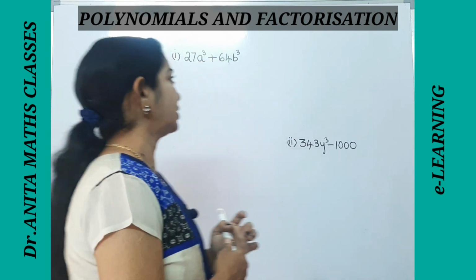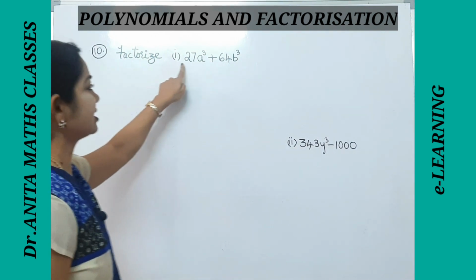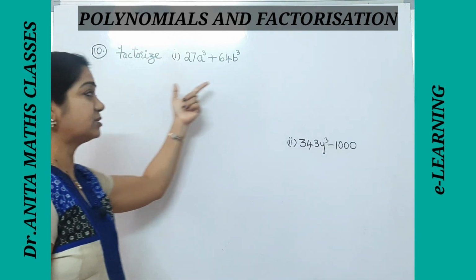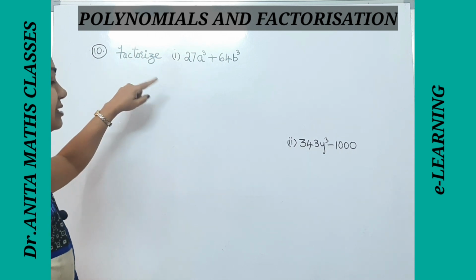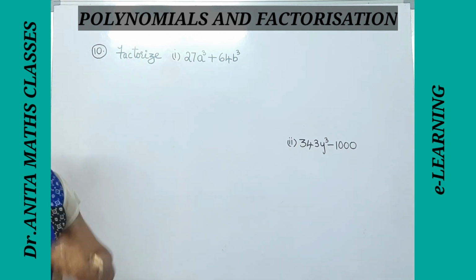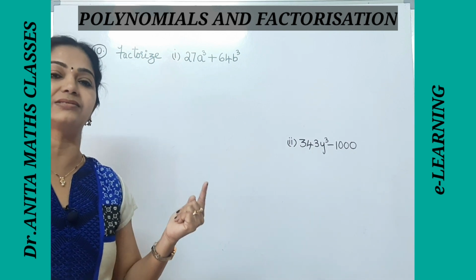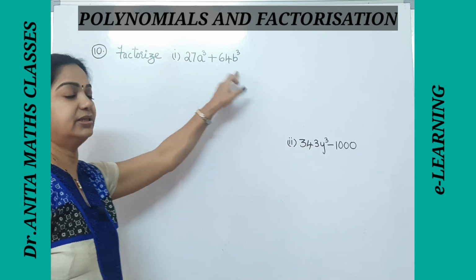Let's quickly start this 10th problem. Factorize 27a cube plus 64b cube, using the above result. That means in the 9th problem we used the result of x cube plus y cube and x cube minus y cube. So using that result we have to find these cubes.